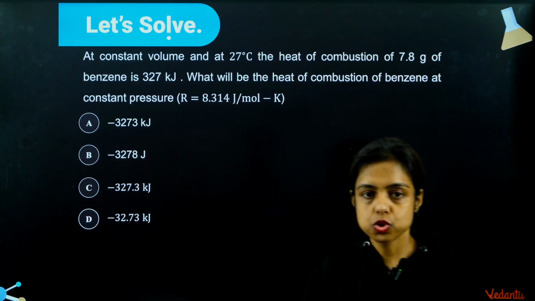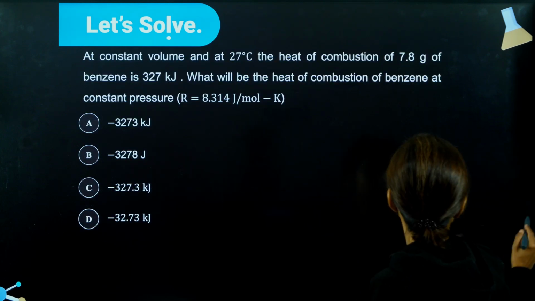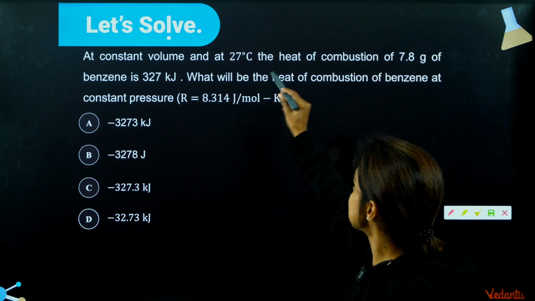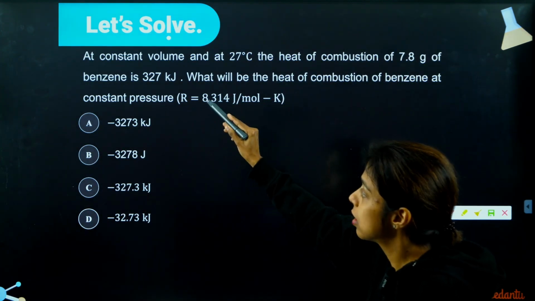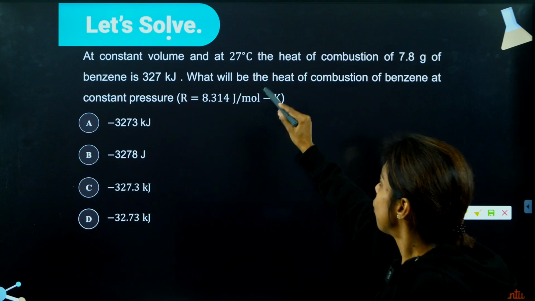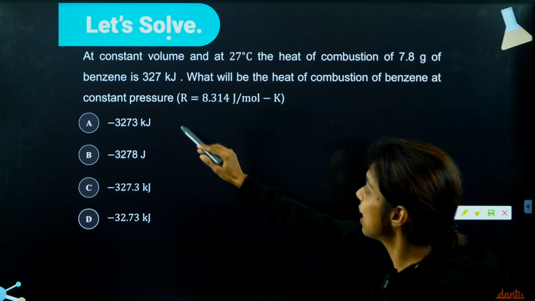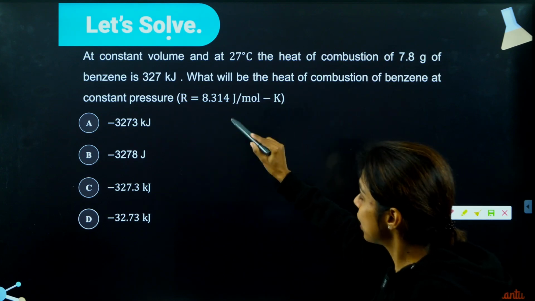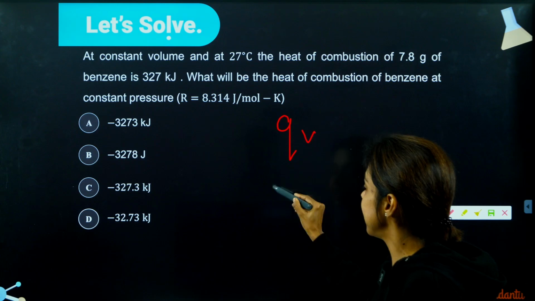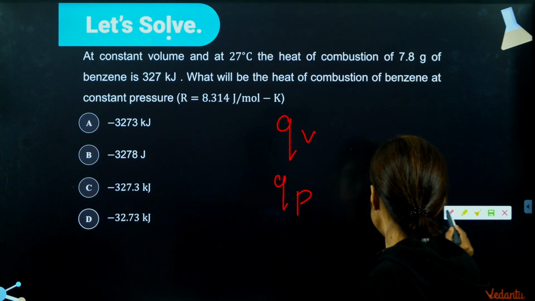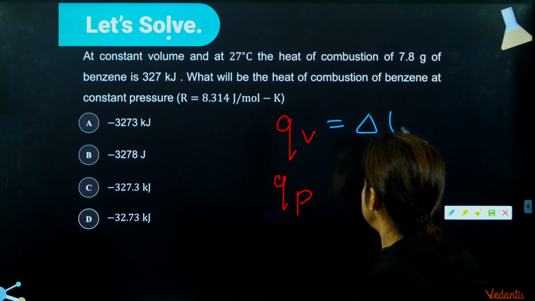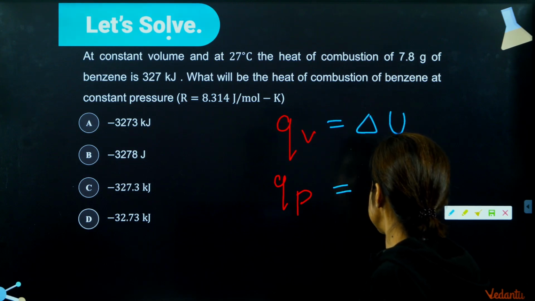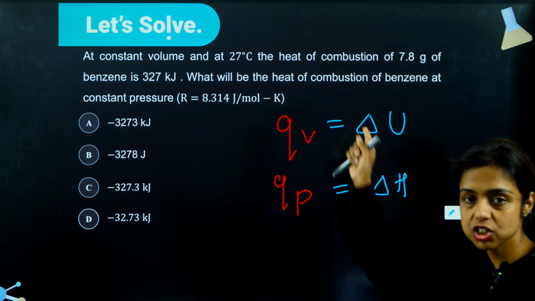Now the next question is, at constant volume and at 27 degrees Celsius, the heat of combustion of 7.8 grams of benzene is 327 kilojoule. What will be the heat of combustion of benzene at constant pressure? So heat at constant volume and heat at constant pressure. Heat at constant volume is delta U, and heat at constant pressure is delta H of the reaction. Internal energy change and enthalpy change.